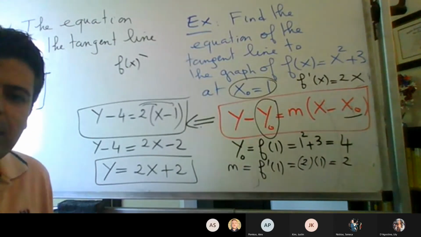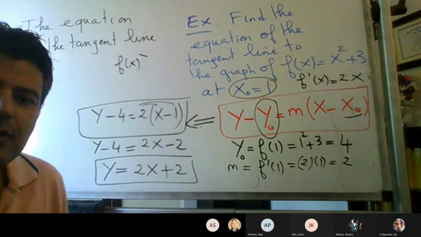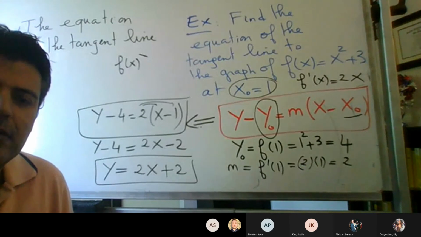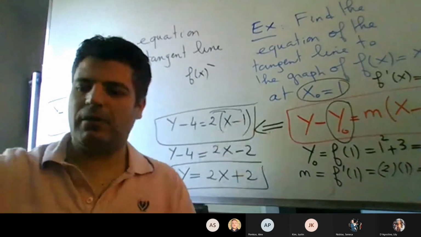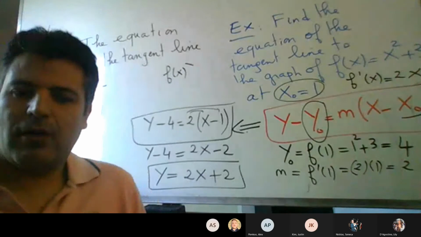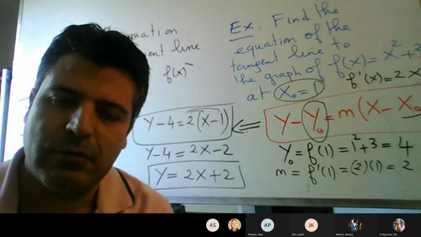So now you need to know, I will give you an example like this in the quiz. And you need to know how to find the equation of the tangent line. You need to know how to find the derivative of a function. Do you have a question about this? Is it clear? If you are not following me, please stop me at any time, so I can repeat.